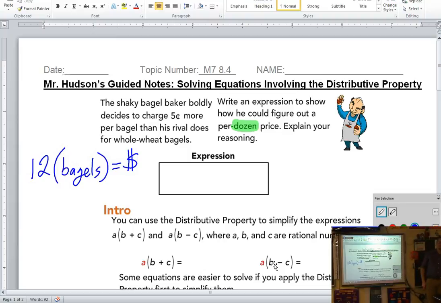Abby? It says the baker decides to charge 5 cents more per bagel. 5 cents more than what? Than the unknown price. Than the rival, right? So we're charging 5 cents more compared to his rival.